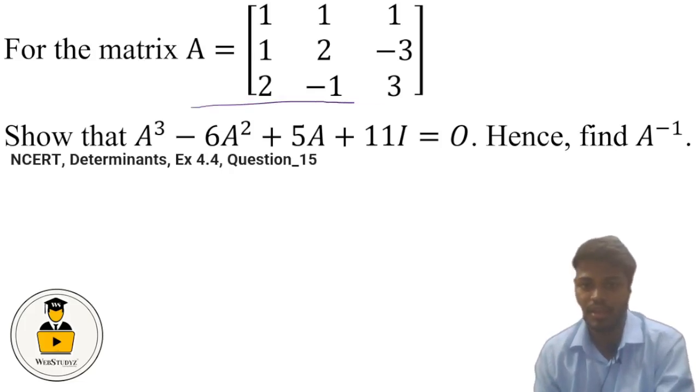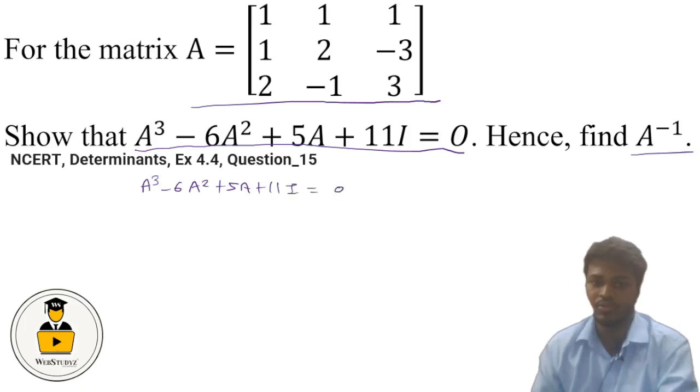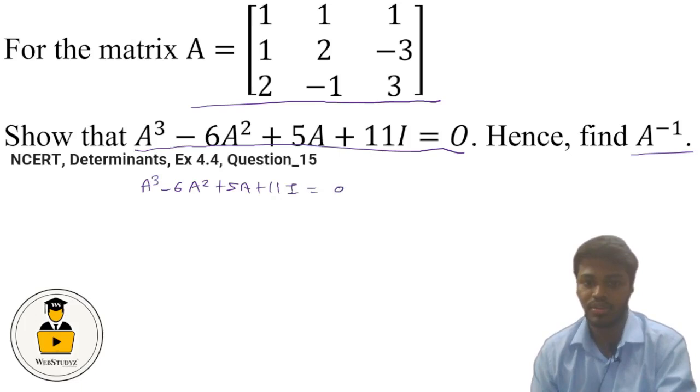For a given matrix A, we need to show that A cube minus 6A square plus 5A plus 11I equals 0, and hence find A inverse. So for this, first we need to calculate A square and A cube.